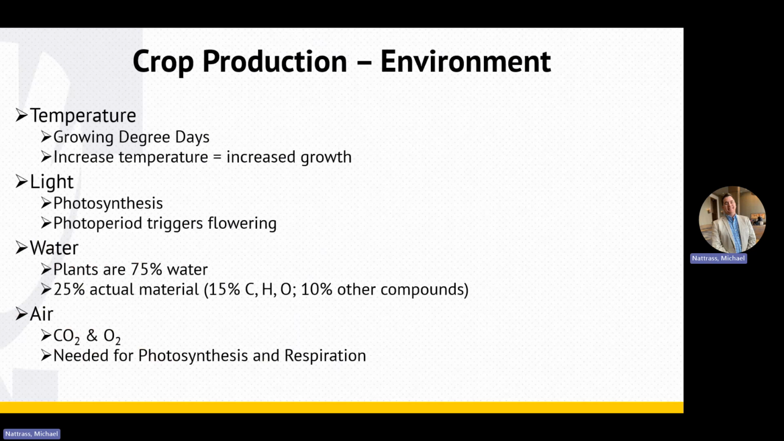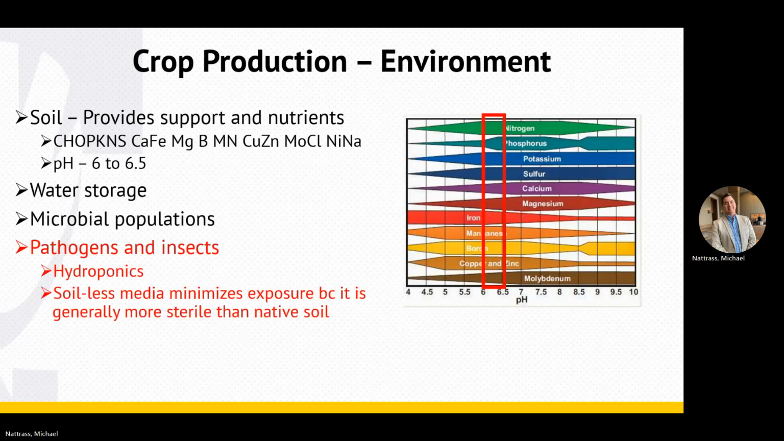And then we need carbon dioxide and oxygen, because that is important for photosynthesis and respiration. Remember that plants breathe in carbon dioxide and breathe out oxygen, which is beneficial for us because we breathe in oxygen and breathe out carbon dioxide. So we have this mutualistic relationship with our plant populations.